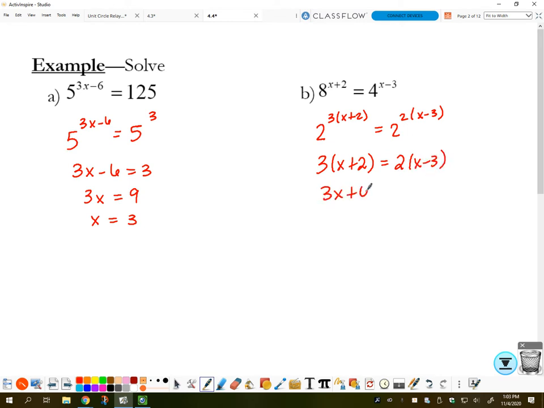Distribute. Get your variables on one side. Get your numbers on the other, and you're done. So we subtracted 2x from 3x, we subtracted 6 from negative 6, and we got that x is negative 12. And again, if you want to plug these in and make sure that they work, you're welcome to, but any number is fair game for the answer of an exponential, so you don't have to.